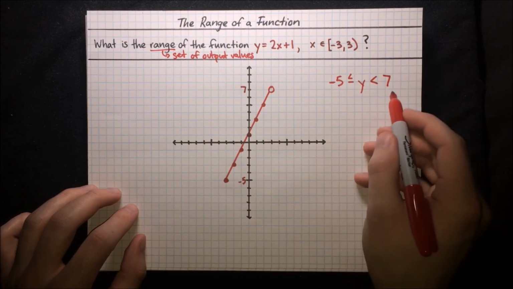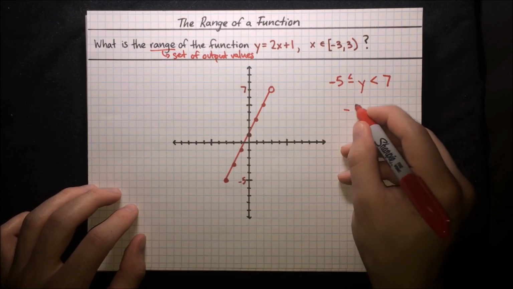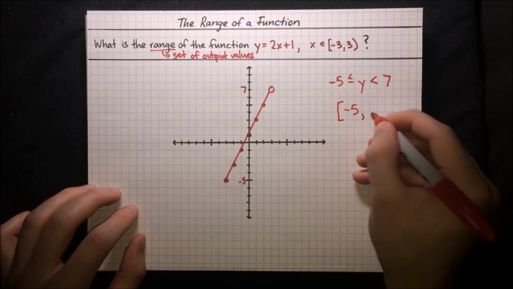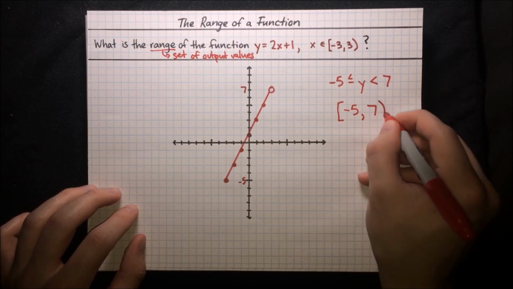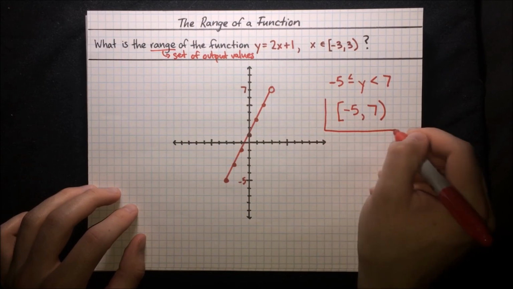Alright, so that's our range, and we can turn that into a nice interval notation, beginning with -5, and that gets a bracket because that allows equality, and then ending with 7, and that gets a parenthesis because equality is not allowed. So there we go. There is our range.